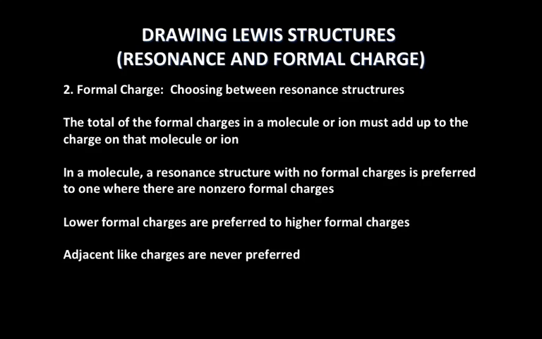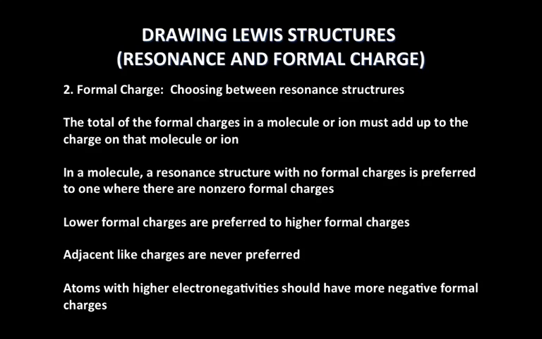And then, adjacent like charges are never preferred, right? So if you have a molecule where 2 adjacent atoms are both +1 or both -1, those 2 adjacent like charges are very much unpreferred, and that's probably not going to be the best Lewis structure you can draw.